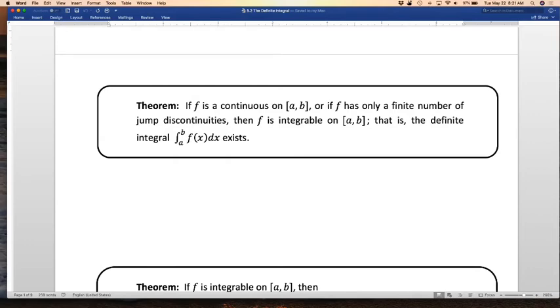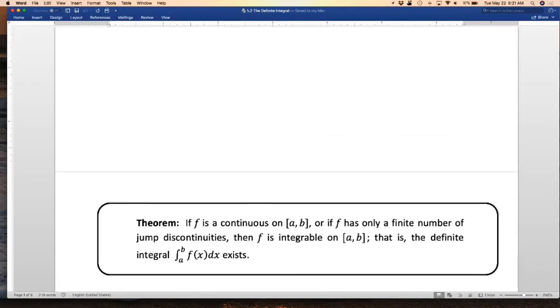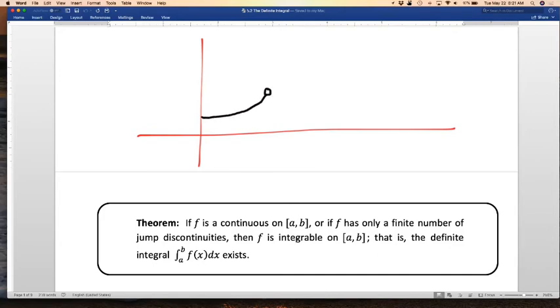But if f is continuous on [a, b], or if f has only a finite number of jump discontinuities, then f is integrable on [a, b]. That is, the definite integral exists. So in order to understand that, we have to remember what a jump discontinuity is. Remember that a jump discontinuity in a graph is when you have a function that jumps from one point to another.